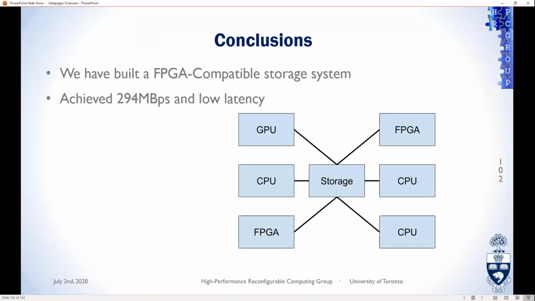In conclusion, we have been able to build an FPGA-compatible storage system that accomplishes this view of the data center, that allows all processors in the data center to have fully featured access to the storage server. It also leverages existing data center ASICs to improve performance. We have achieved a considerable throughput of 294 megabytes per second, and we operate at a very low latency.